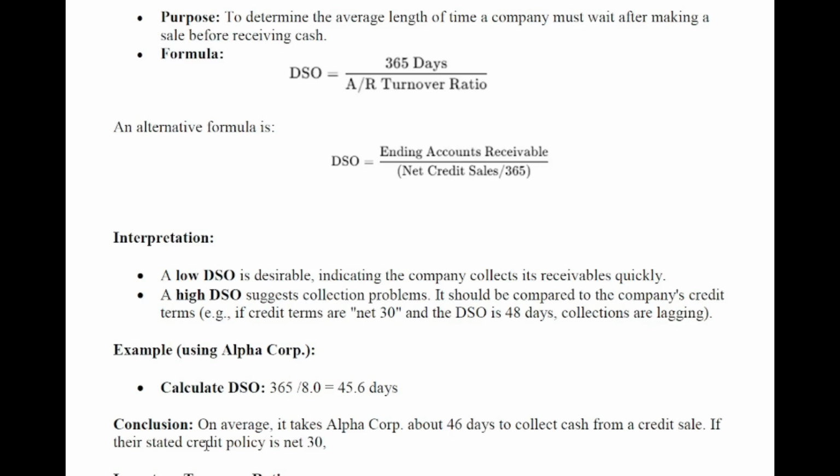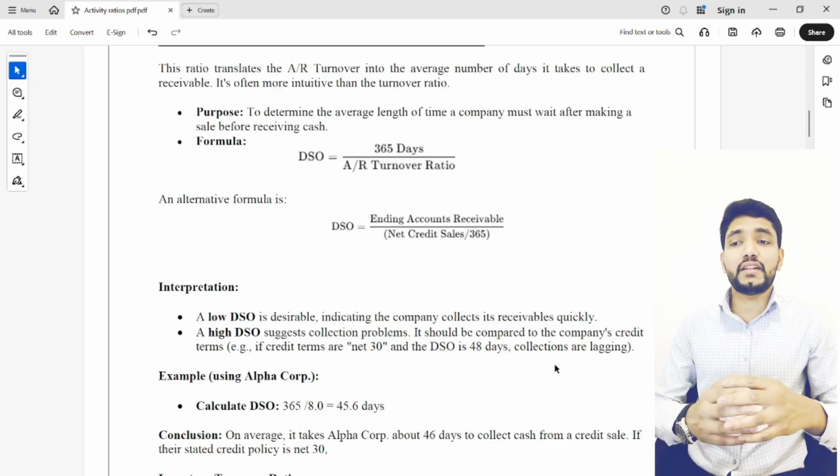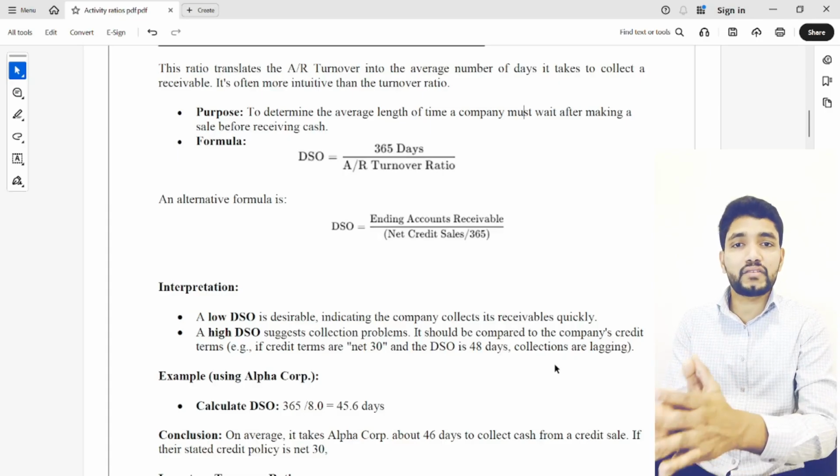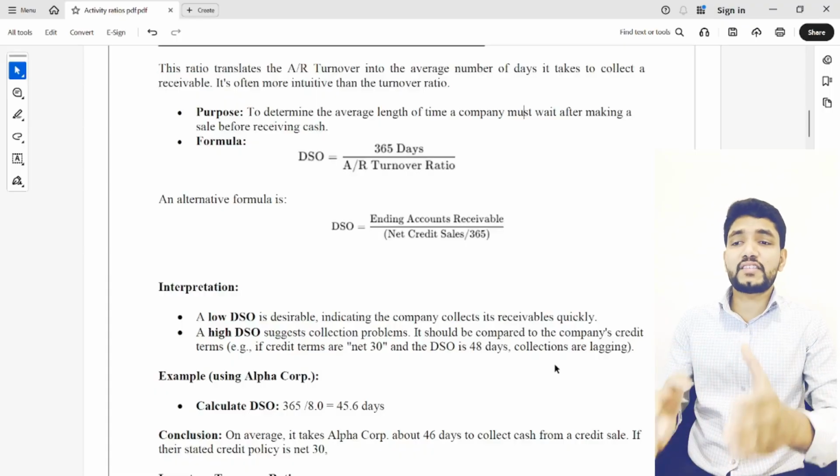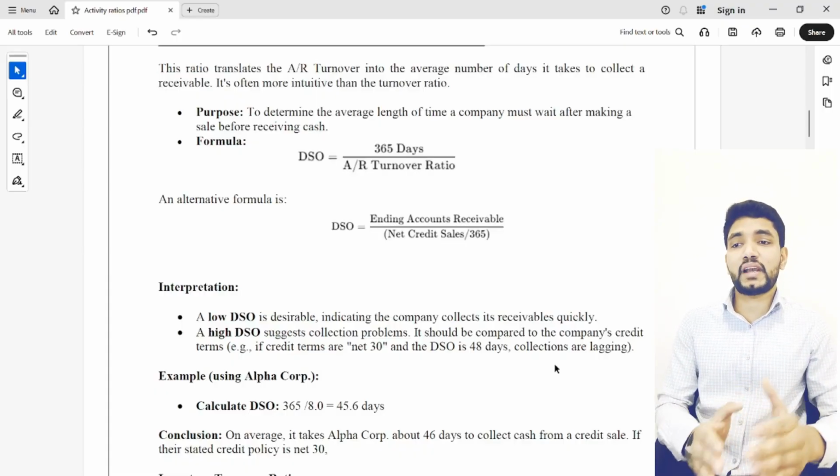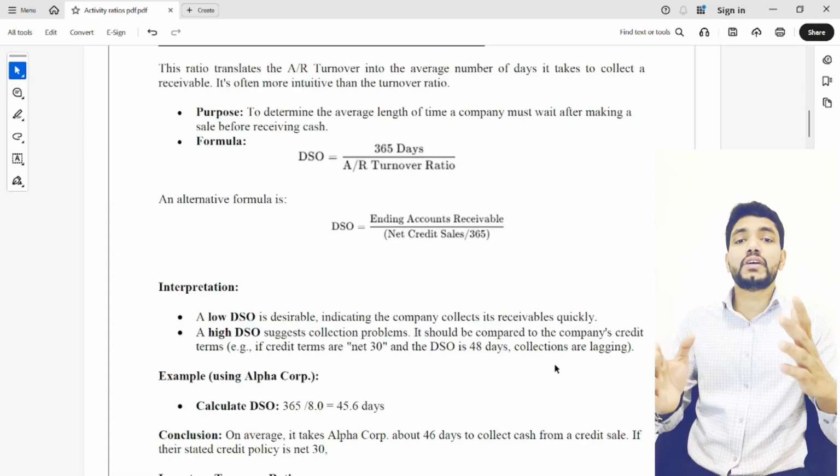For example, if the credit terms are 30 days, but the days sales outstanding is 45 days, in this case the collections are lagging. That means the agreed credit terms are 30 days, but in reality, the days sales outstanding is 45 days. That means the collection is lagging when compared to the agreed credit terms.